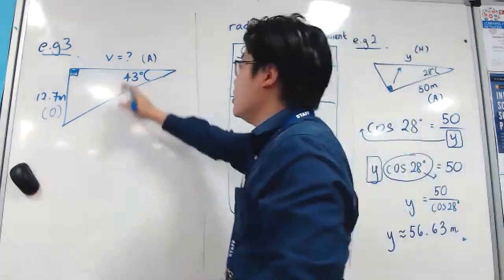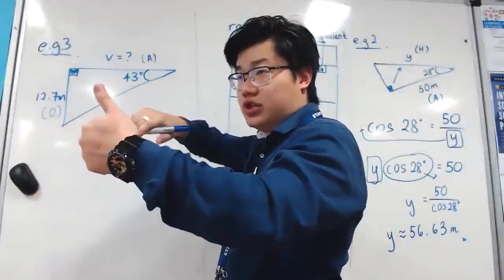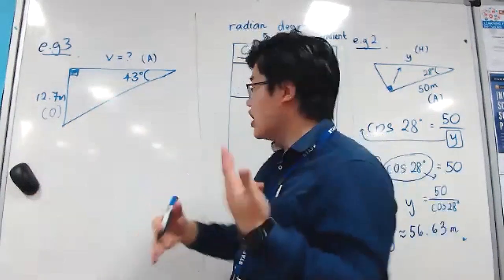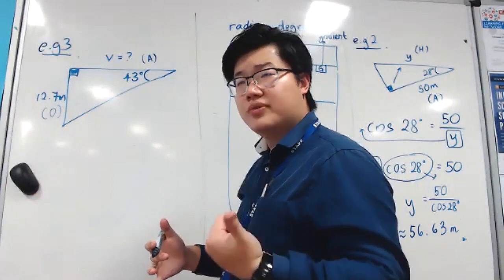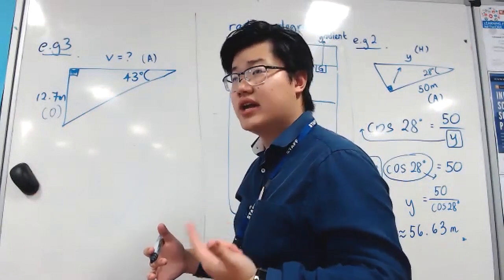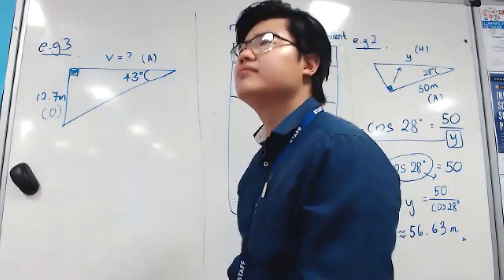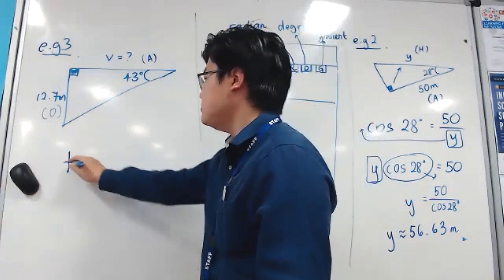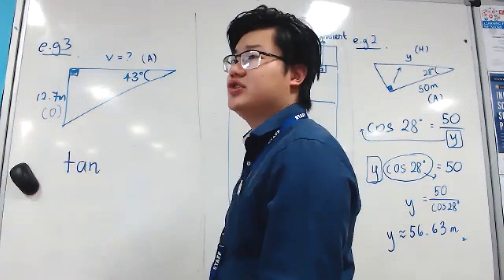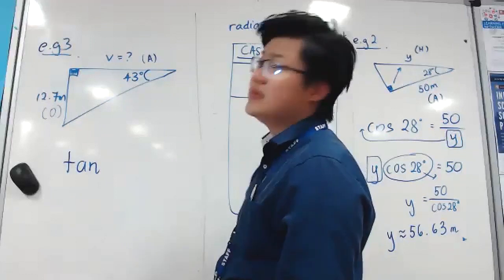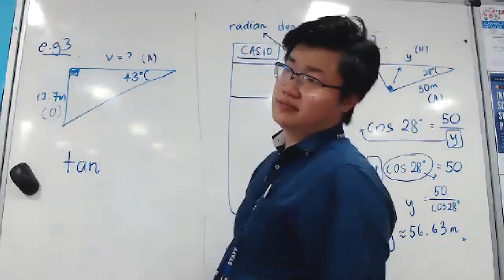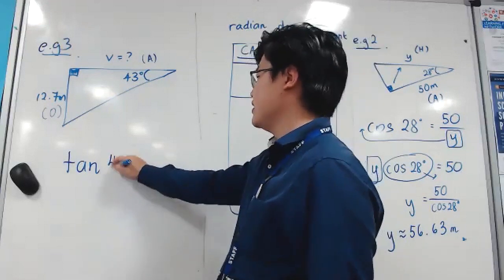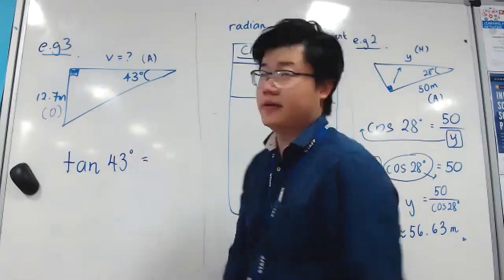Now, so you got one angle. You got two sides, so your sides are what? Opposite and adjacent. O and A, sine, cos, tangent. Which one? Tangent. Tangent what? Theta. How much is theta? 43. 43 degrees. Very good. Equals to what?